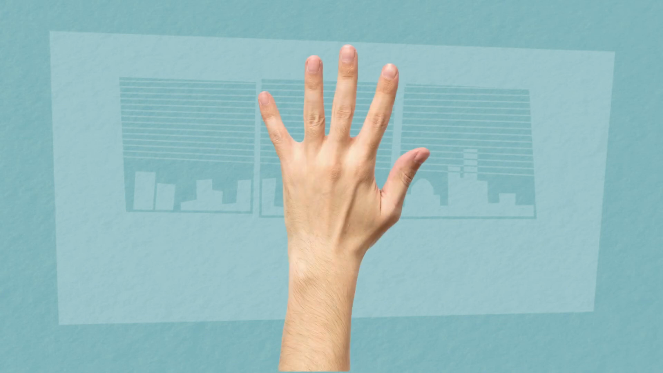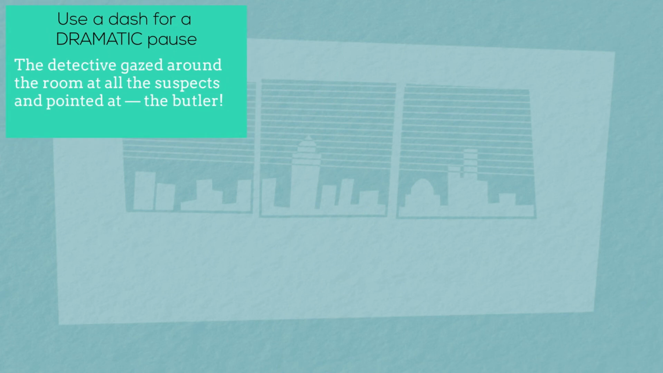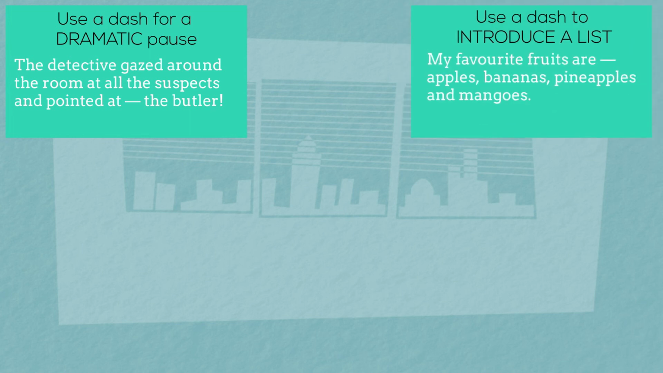So there you have it, 5 ways of using the dash. Use a dash for a dramatic pause. The detective gazed around the room at all the suspects and pointed at the butler. Use a dash to introduce a list. My favourite fruits are apples, bananas, pineapples, and mangoes.